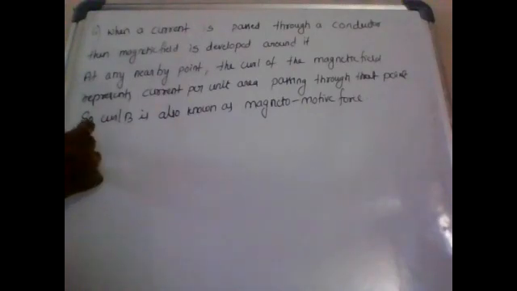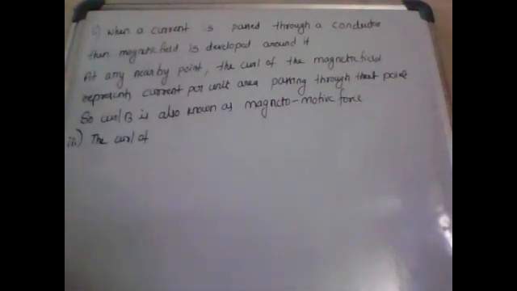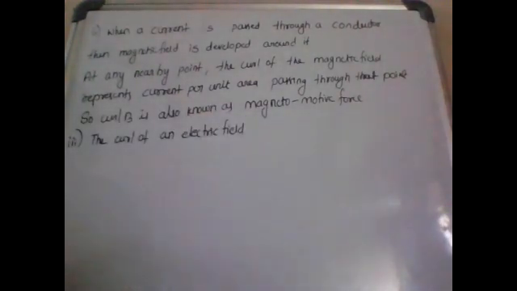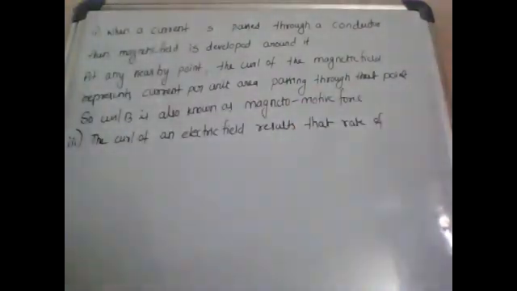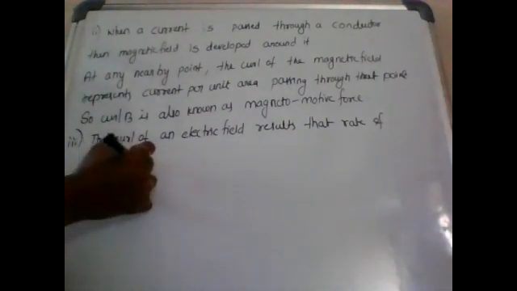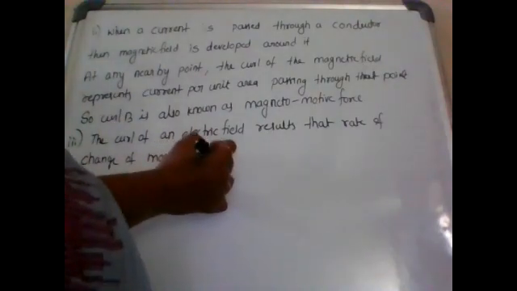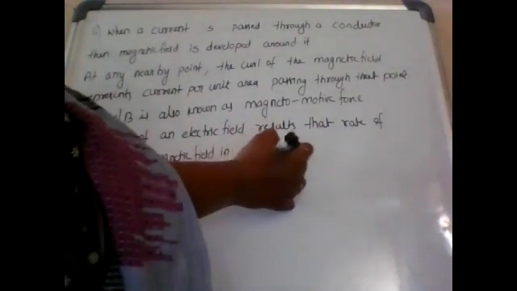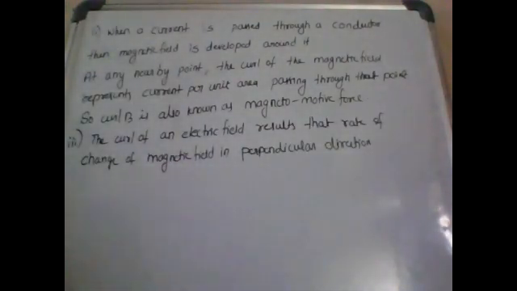Next one, the curl of an electric field results in the rate of change of magnetic field in perpendicular direction.